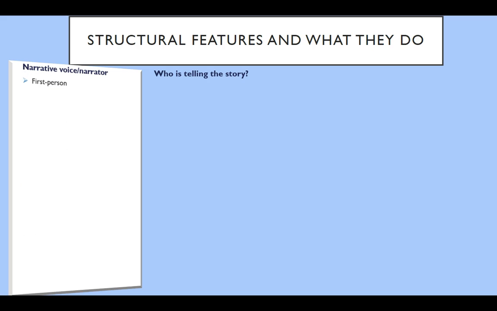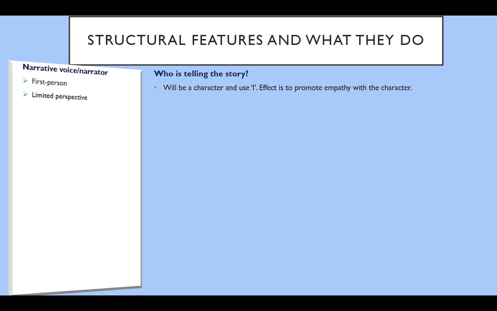You may find that you have a first-person narrator. If you have a first-person narrator, that will be a character in the story. You can tell if it's a first-person narrator because it will use the first-person pronoun I. And the effect of using a first-person narrator is generally to promote empathy in the reader with the character. So we accept that particular character's take on the events and the other characters that they're describing.